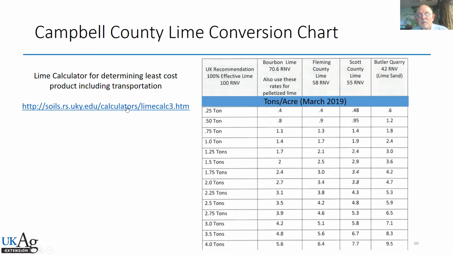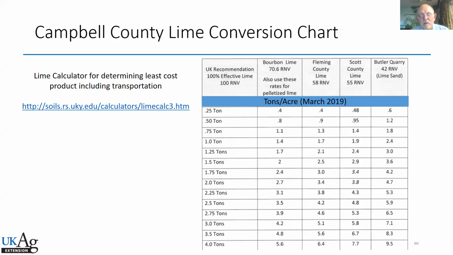And then the cheapest lime may be the most expensive lime, or the lime that has the highest RNV number, okay? There is a calculator here, and I've given you the web link to that, that will allow you to go in and compare different lime sources, plus transportation, and it'll tell you what it's going to cost you per ton based on the lime source and transportation of that if you have to haul it yourself.